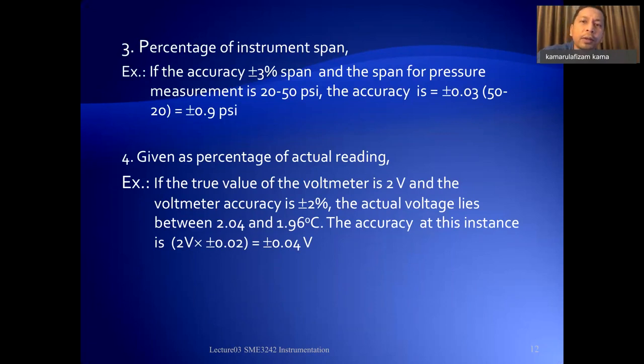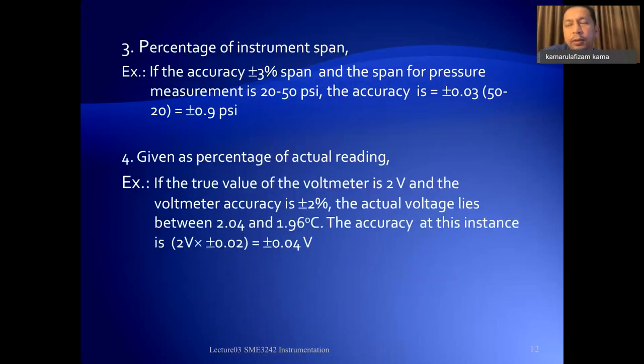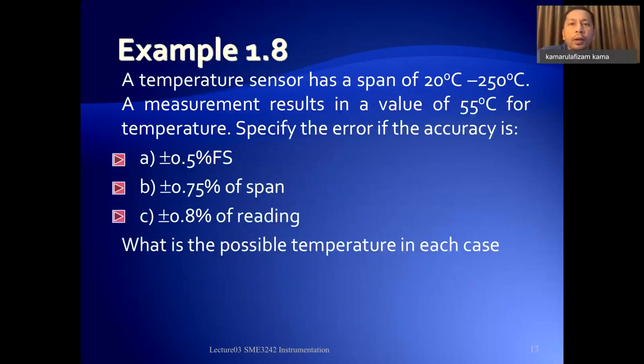Okay, so the last way of describing equipment accuracy is a percentage of the actual reading. For example, if the true value of the voltmeter is 2 volts and the voltmeter accuracy is plus minus 2%, the actual voltage lies between 1.96 and 2.04. The accuracy in this instance, of course, we have to convert from plus minus 2% to the voltage unit, given the actual reading. Okay, so these are the four ways or methods to describe instrumentation system accuracy.